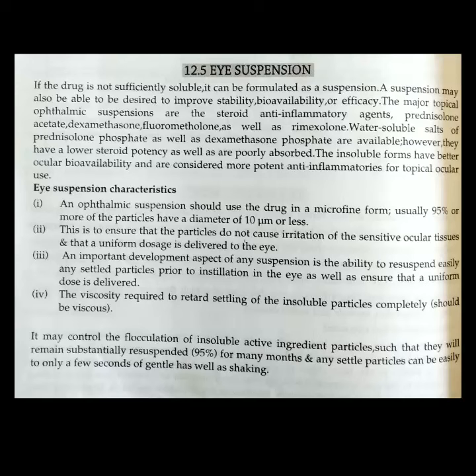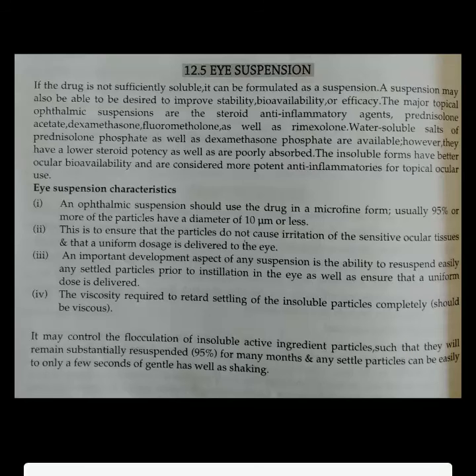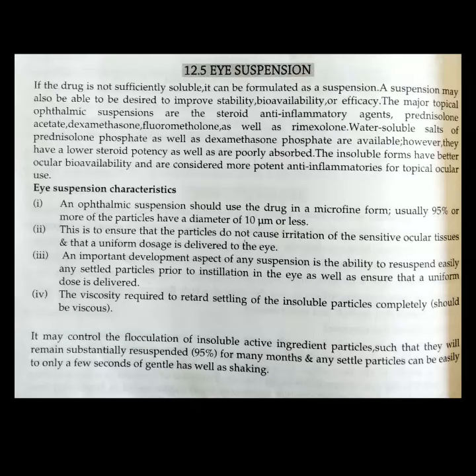prednisolone acetate, dexamethasone, fluorometholone, as well as rimexolone. Water-soluble salts of prednisolone phosphate as well as dexamethasone phosphate are available. However, they have a lower steroid potency and are poorly absorbed. The insoluble forms have better ocular availability and are considered more potent anti-inflammatories for topical ocular use.